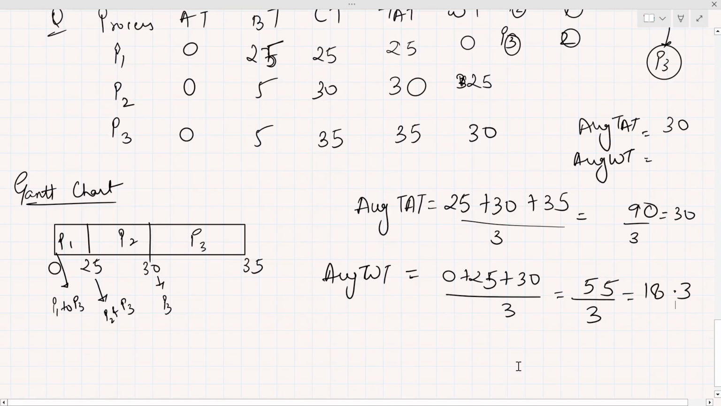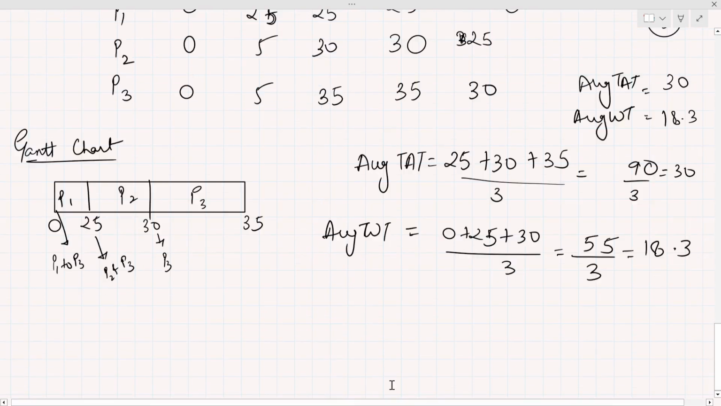So I hope you understand how we find the average TAT and average waiting time. Average TAT means how much time the process spent in the CPU. Average waiting time means how long a process has to wait to get the CPU. Simple. So this is how the numerical of FCFS has to be solved.